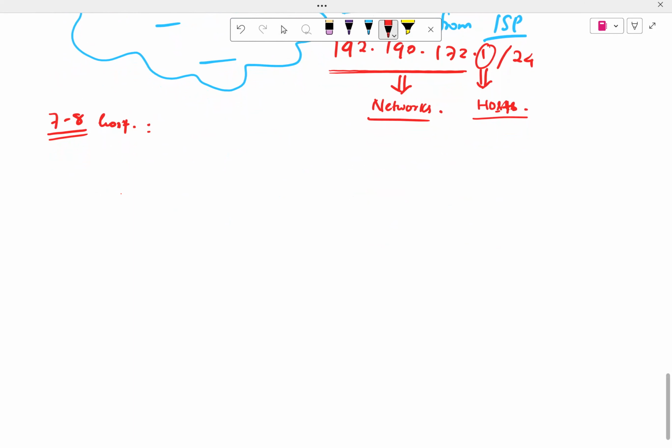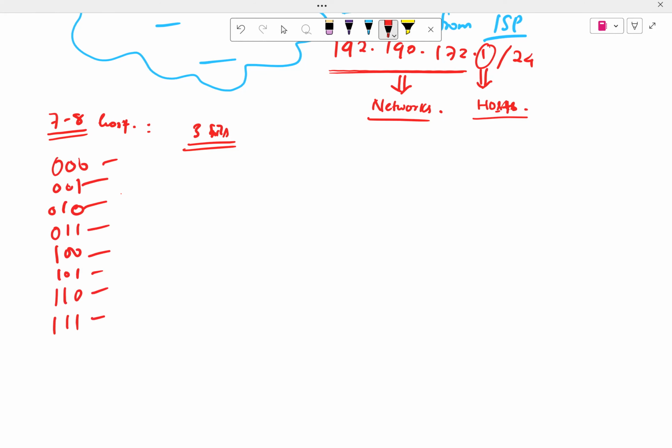And to allocate 7 or 8 IP addresses, you need 3 bits, right? You need 3 bits to represent 8 things, that is 000, 001, 010, 011, 100, 101, 110, 111. So 1, 2, 3, 4, 5, 6, 7, 8. So you need 3 bits.